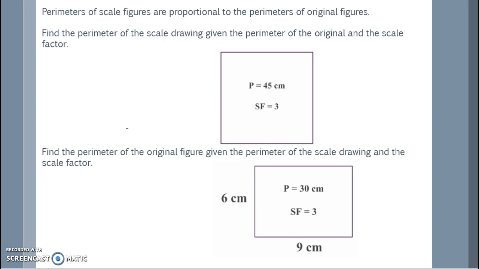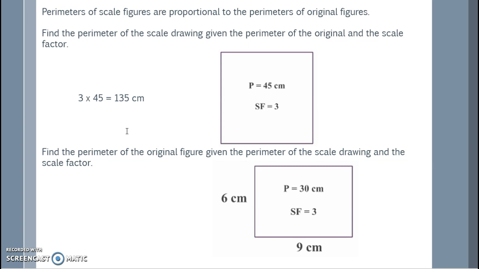So the original perimeter is 45 and the scale factor is 3. We know that we can take the perimeter and multiply by the factor to get the scale perimeter of our new one, 135 centimeters.